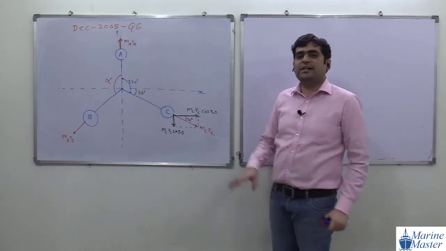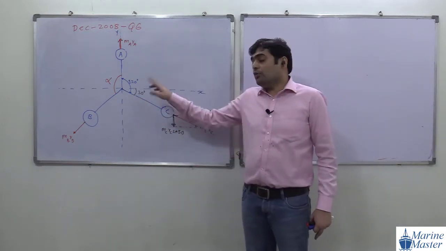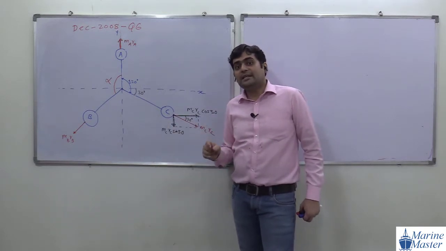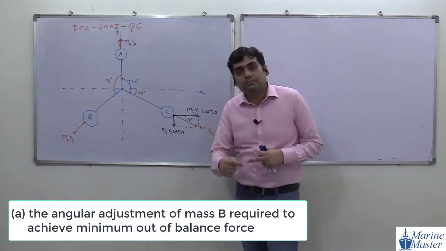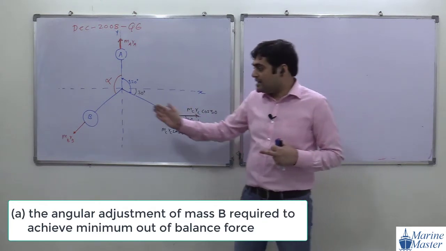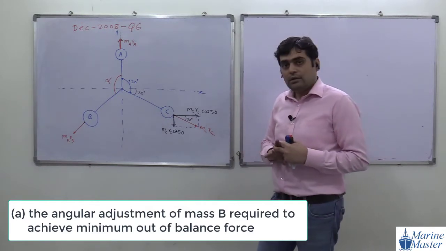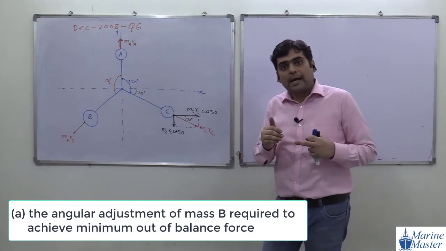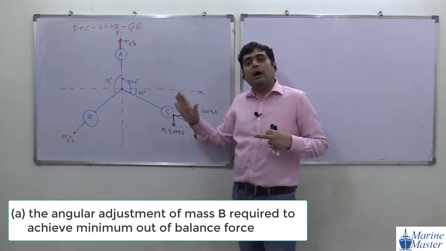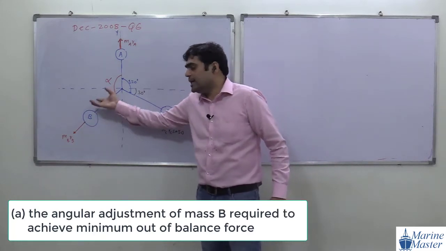Why have I not considered an angle for B? Because for B, we know the old position. What is the old position of B? 140 degree. But here they are asking us the angular adjustment of B, which means we have to find the new position of B, which is unknown to us. We have to adjust B up to such an angle so that the out of balance force is minimum. There will be some out of balance force, but we have to find the new position of B. That's why I have not considered B, because I don't know anything about it.